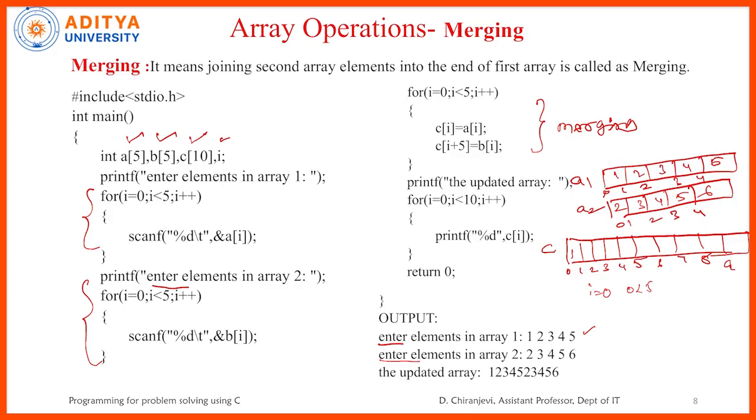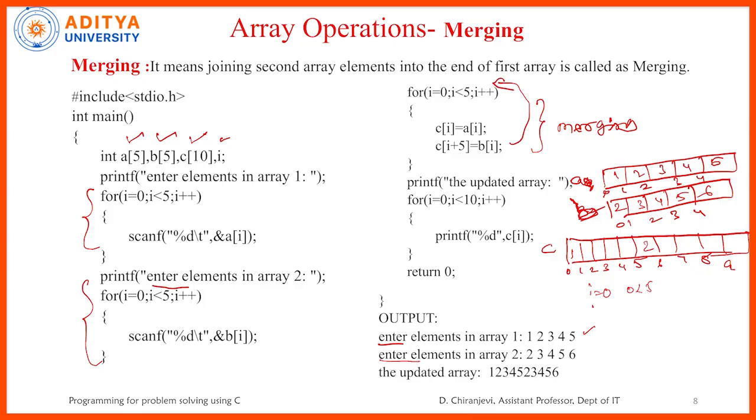After that, what are we doing? C of I plus 5, I value currently 0, so 0 plus 5, 5. So in C of the fifth index, you are storing B of I. B of 0 element you are storing in C of 5. B of 0 is in my second array. I have written A2, no, this is not A2, this is the B array. This is the A array, this is the B array. Now the B array's first element, that is 2, is stored at index 5 of C. After that, again I plus plus.